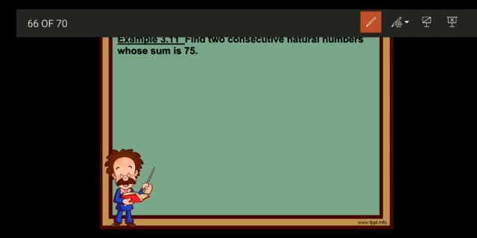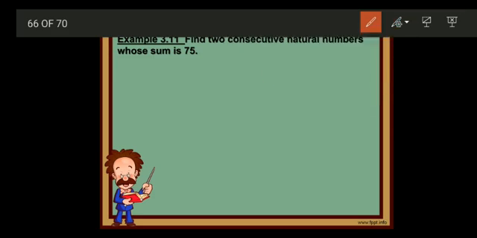That is numbers adjacent to each other. So if you take 1, 2, 3, 4, then 1 and 2 are consecutive natural numbers. 2 and 3 are consecutive natural numbers. 3 and 4 are consecutive natural numbers. But 1 and 3 are not consecutive natural numbers, because in between 1 and 3 there is another natural number, 2. So now I hope you understood what consecutive natural numbers are.